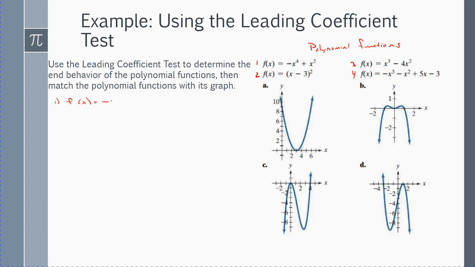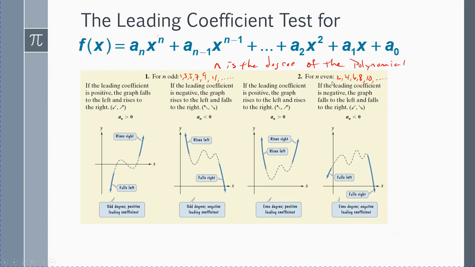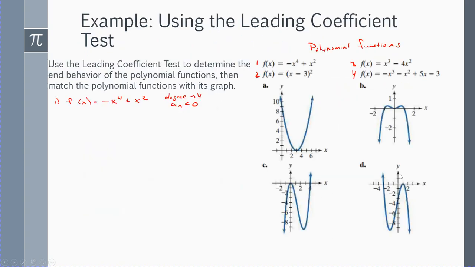f of x is equal to negative x to the 4th plus x squared. Well, look here. It is degree 4, and the leading coefficient is negative 1, which is less than 0. So degree 4 is even, and the leading coefficient is negative. This graph has to fall to the left and fall to the right. Looking back, do we see any graph that falls to the left and falls to the right? Yes, absolutely. It's graph B.